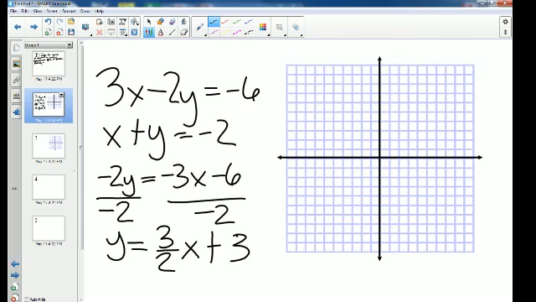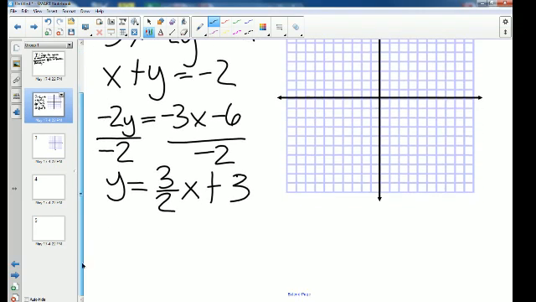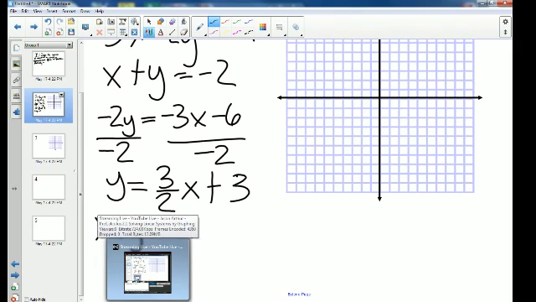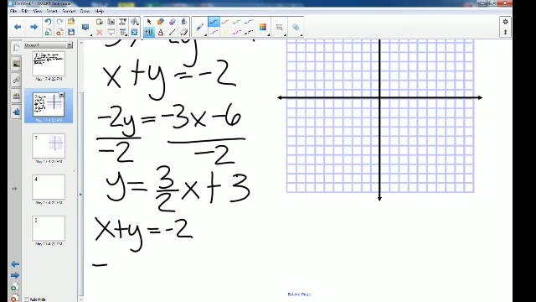To put the other part of the system in slope-intercept form, we have x plus y equals -2, and I get y by itself. We subtract x from both sides, and you get y equals -x minus 2. And from there, you just graph it.